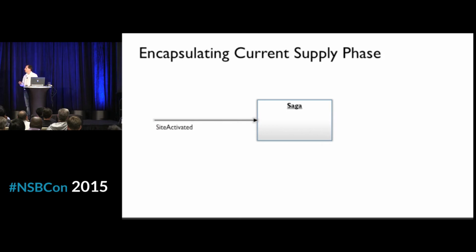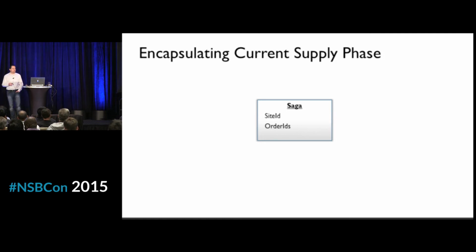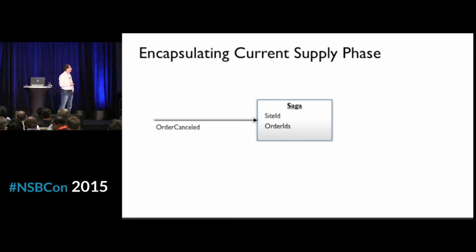So if a site was activated, we could create a Saga for that site, managing its current supply phase, transitioning it into the initial phase. Once an order would be accepted for that site, we could then start building up a list of orders for that site and transition it into the resupply phase. If one of the orders was canceled, we could then remove it from that list, and if the list ever became empty, we could then return it back to the previous phase.